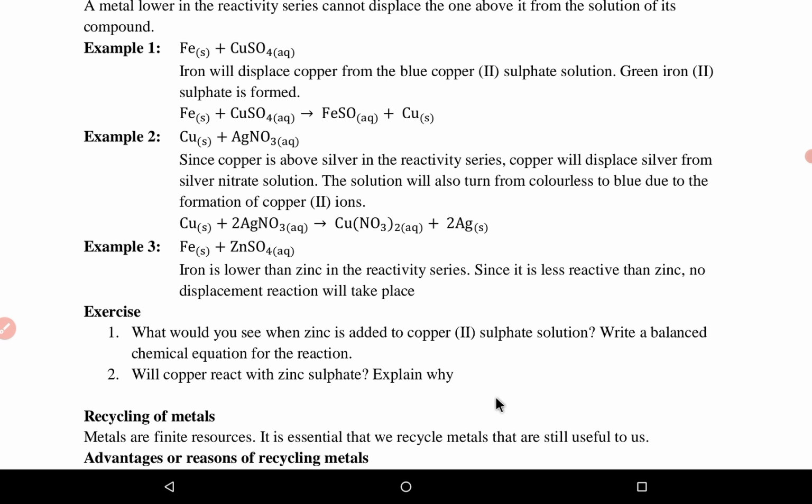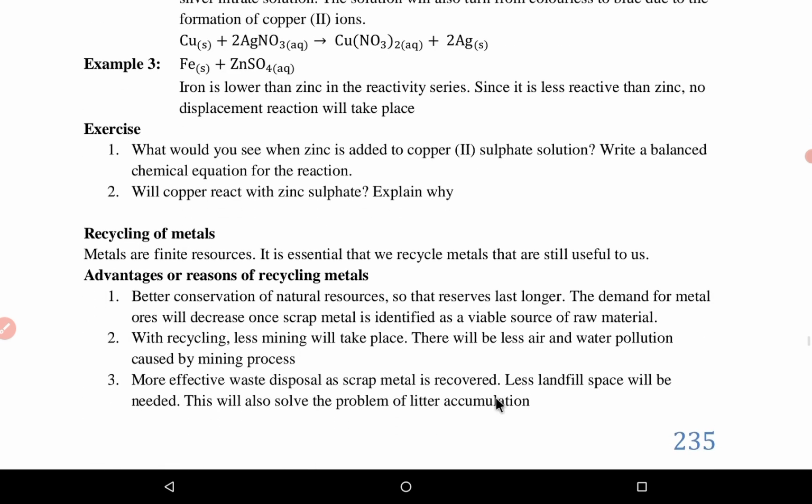Now these metals are all over and everywhere. We have to have a way of recycling the metal because we extract these metals from underground, and that's what we are going to look at in our next videos.